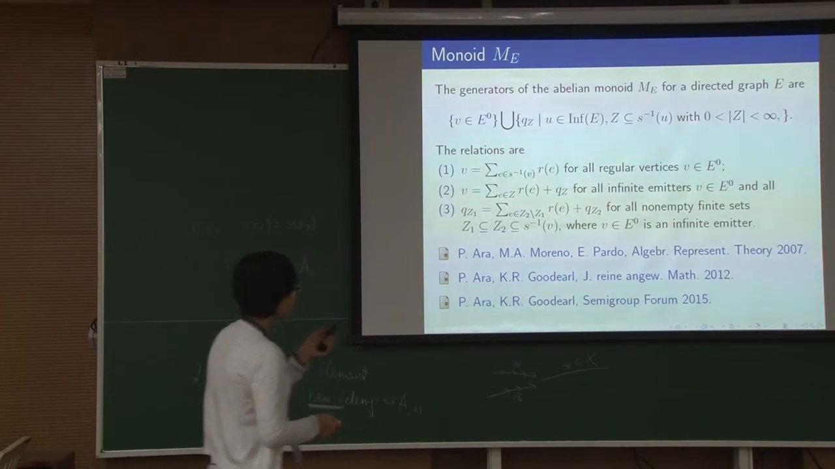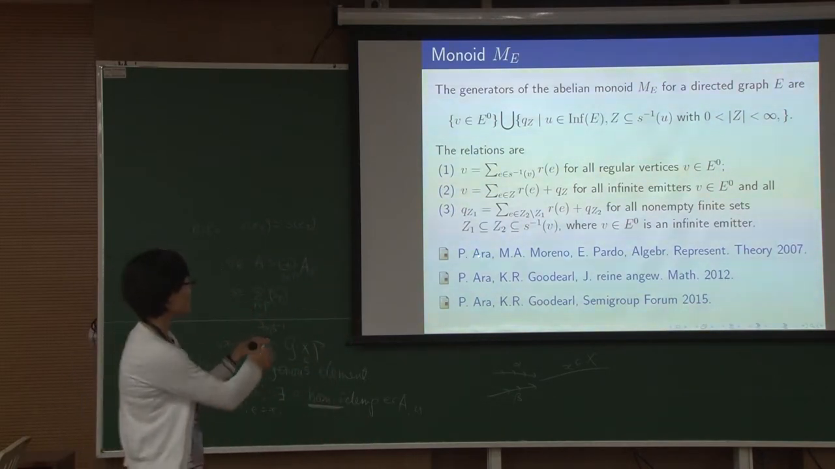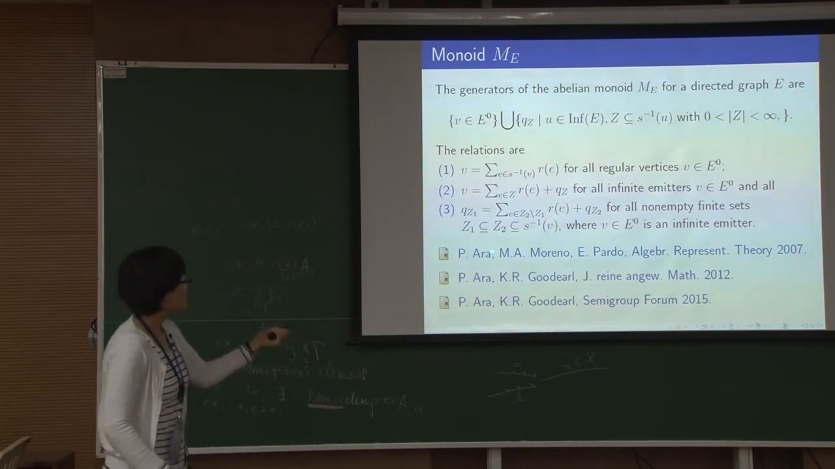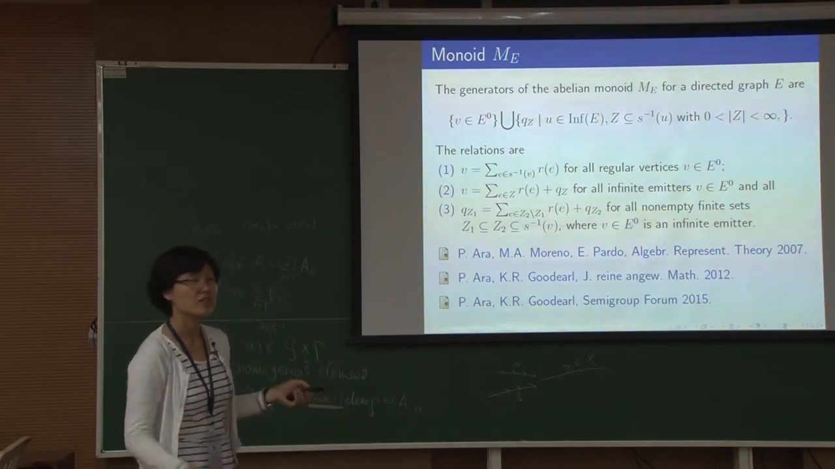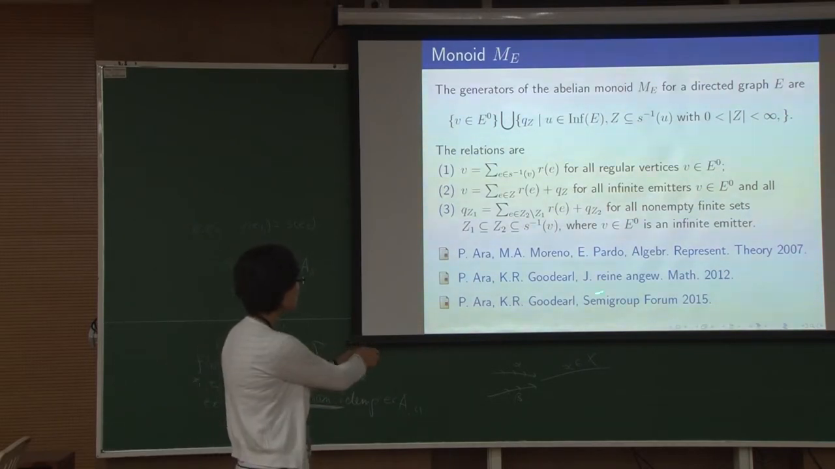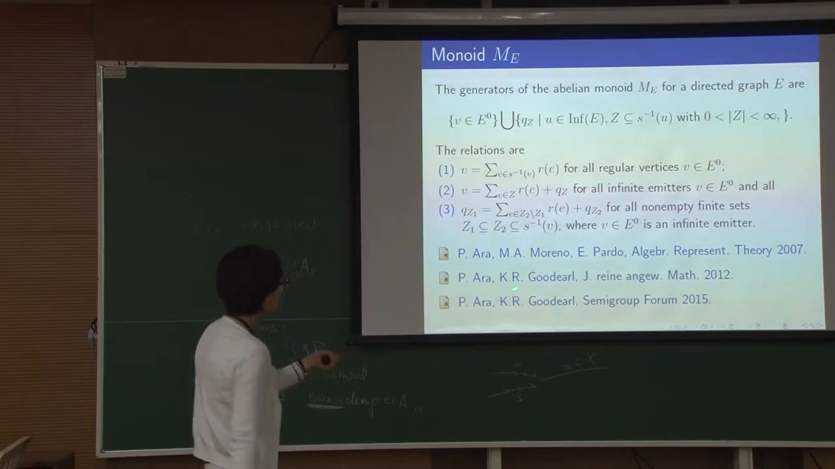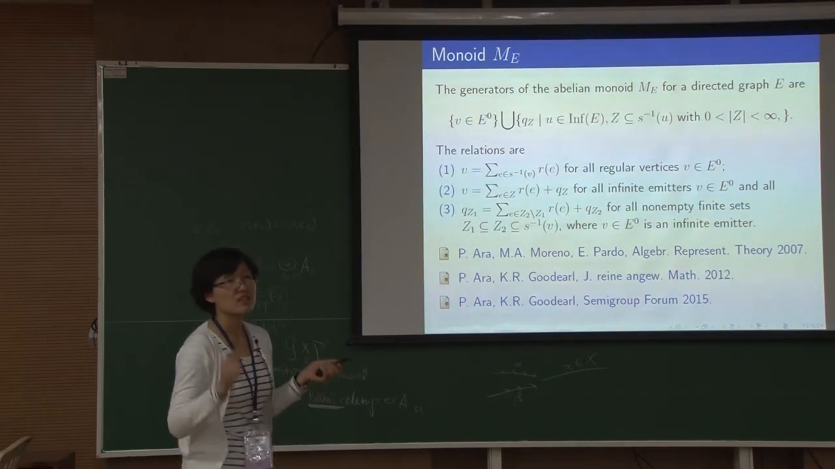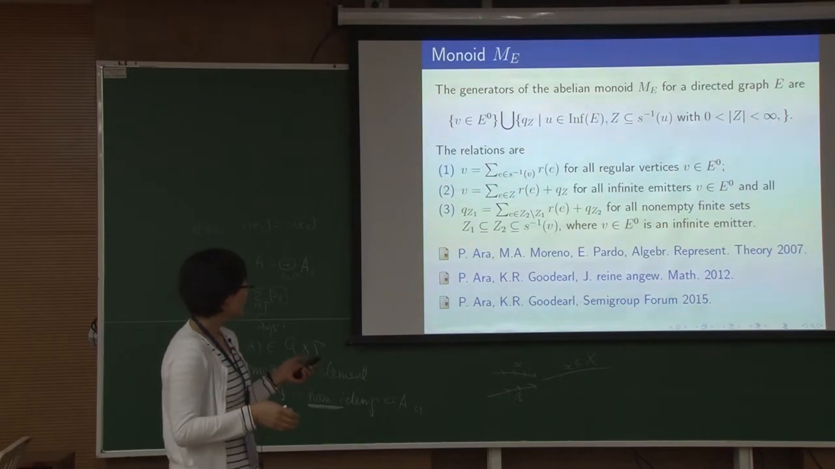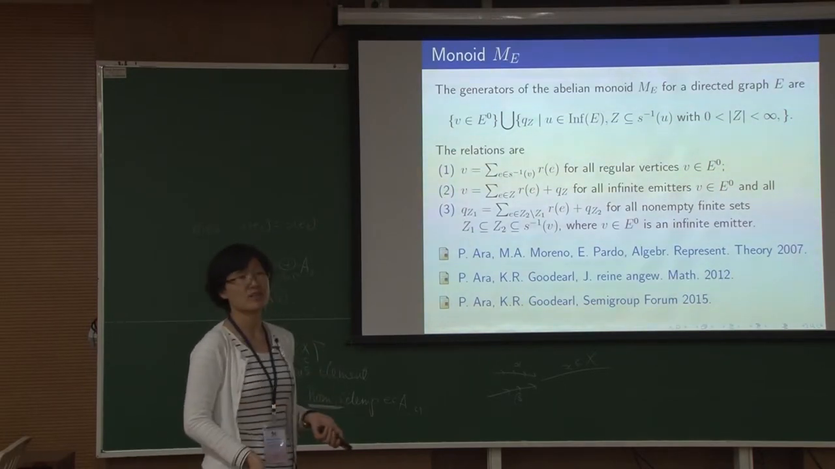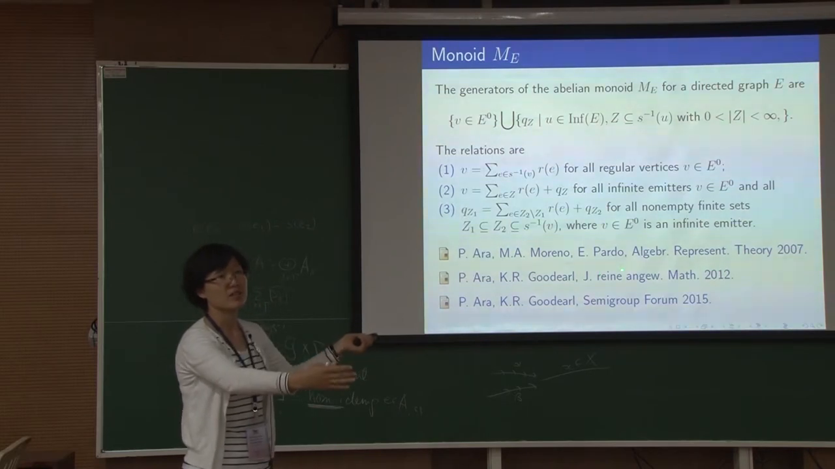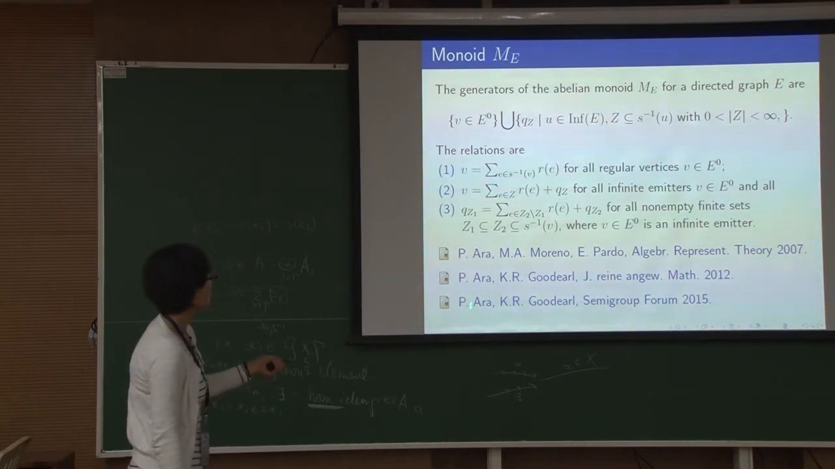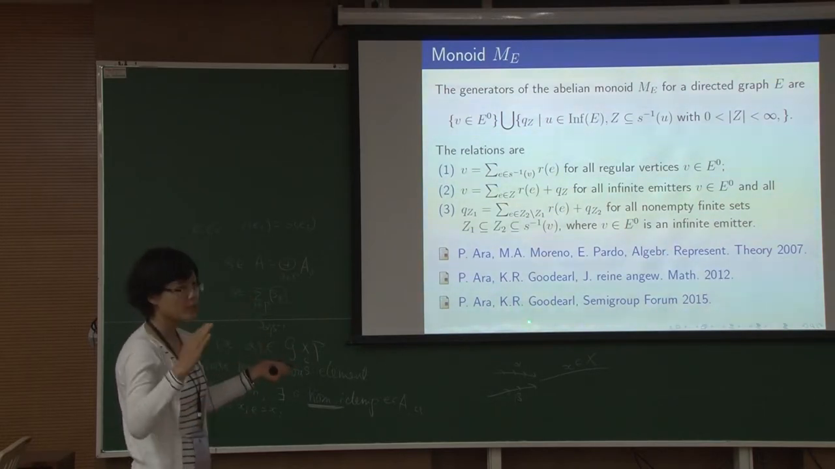So now let's recall the monoid for an arbitrary graph E. We know that in the first paper, Professors Ara and Moreno Pardo constructed the monoid M_E for a row-finite graph. And in fact, later in this paper, they considered the Leavitt path algebra of separated graphs. The non-separated graph gives us the normal Leavitt path algebra, and extends the result of the first paper to an arbitrary graph E. And also we can find the monoid M_E for an arbitrary graph in this paper.